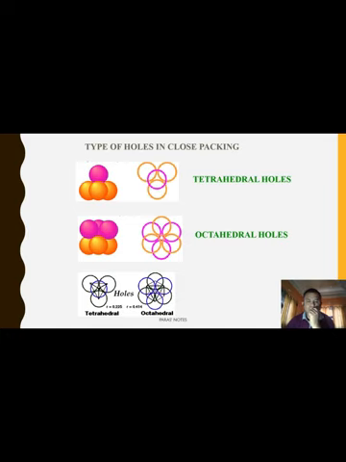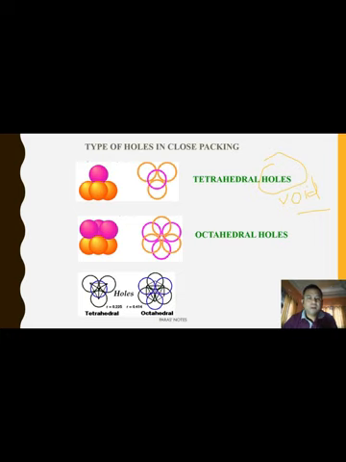Okay, now we also need to discuss the different holes. Just now we discussed the empty spaces, the voids. By the way, here you can see holes. Holes are nothing but voids. We call them voids. So two kinds of voids are there. Voids means empty space, what is not occupied. So we call them tetrahedral voids and octahedral voids.